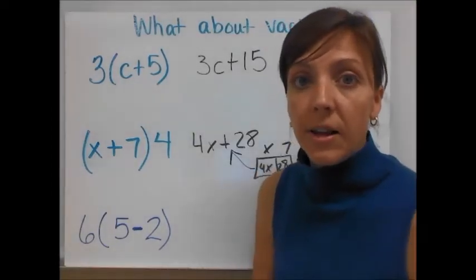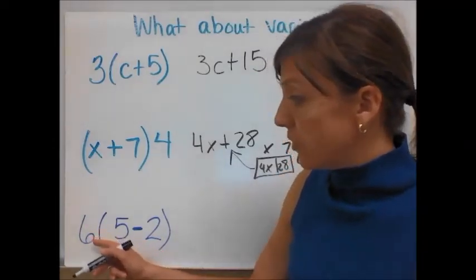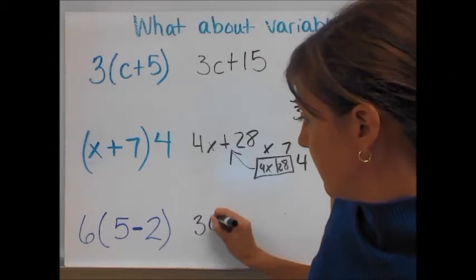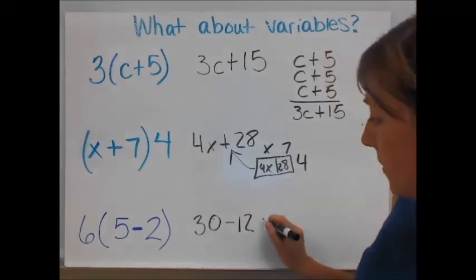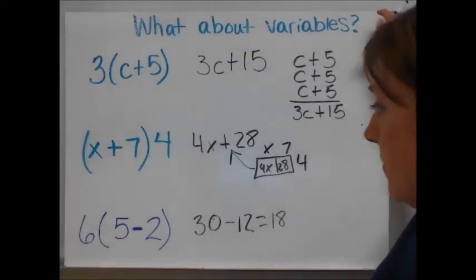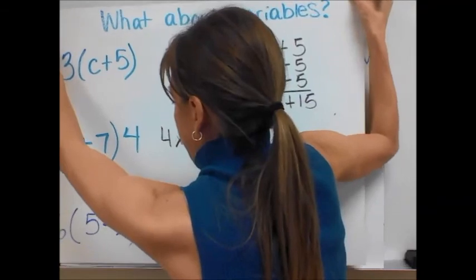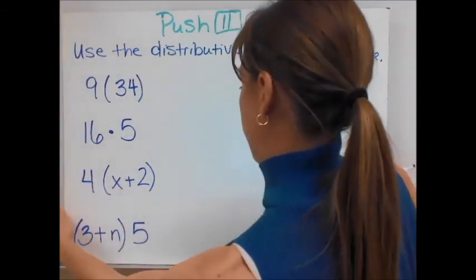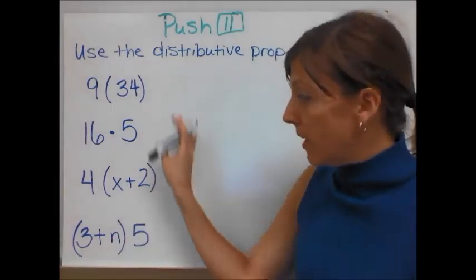All right, the last one. We have 6 times 5 minus 2. So to use distributive property here, I would just say 6 times 5 is 30. And 6 times 2 is 12. And 30 minus 12 is 18. Okay, I want you to push pause right here, and I want you to use the distributive property to solve these.